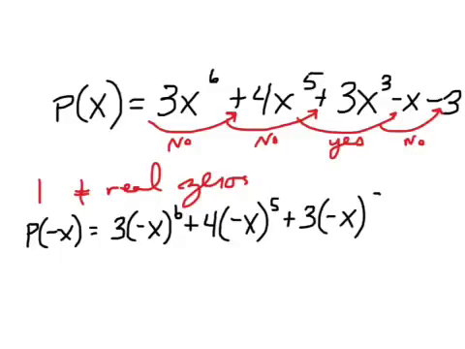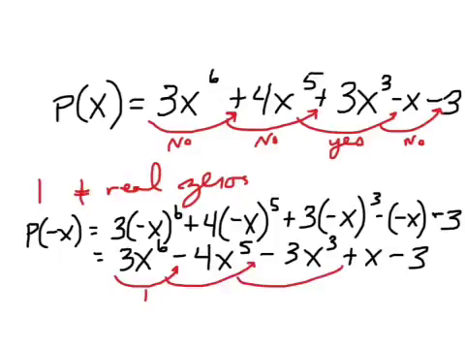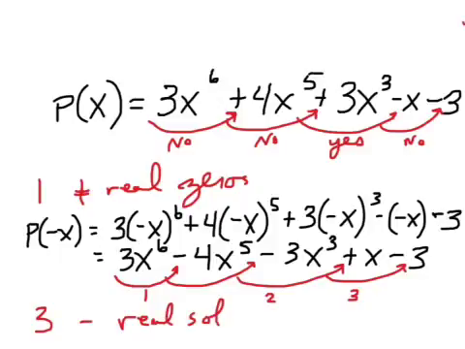into the problem, I end up with 3x to the 6th minus 4x to the 5th minus 3x to the 3rd plus x minus 3. Let's count sign changes. Positive to negative, 1. Negative to negative, nope. Negative to positive, 2. Positive to negative, 3. I have, in this problem, 3 negative real zeros. Excuse me, we should call them zeros in this.